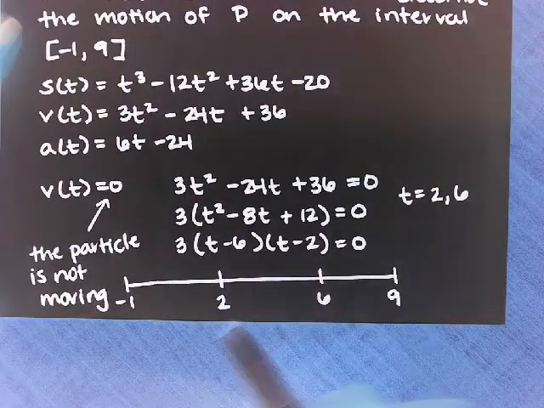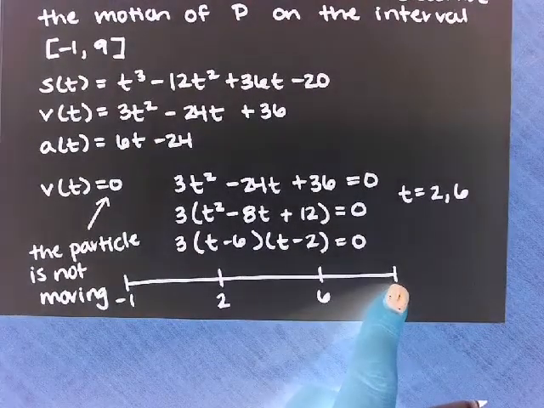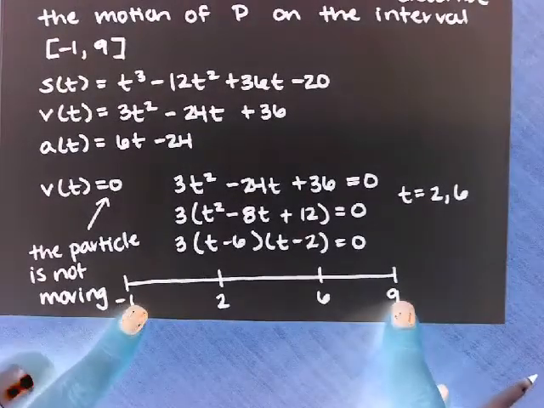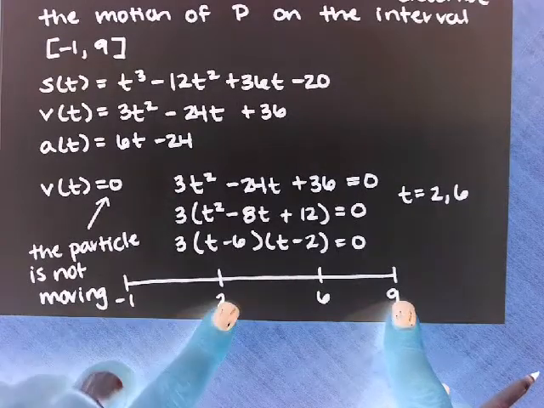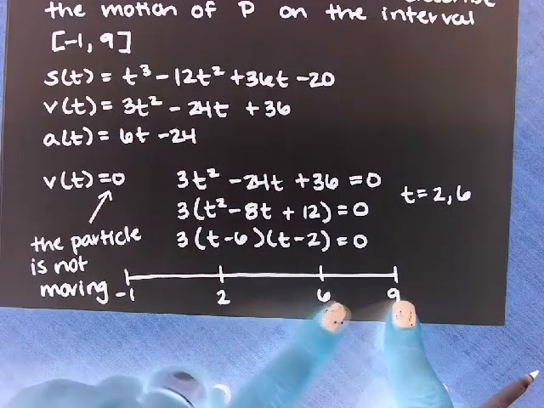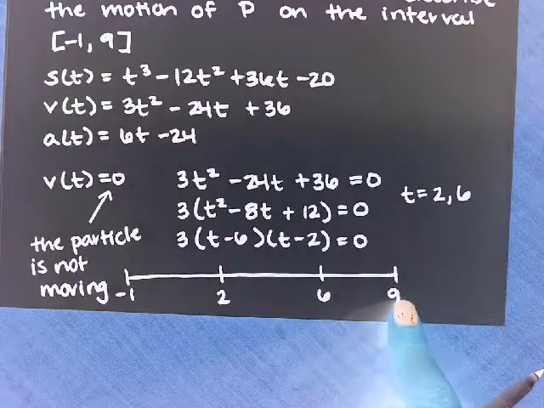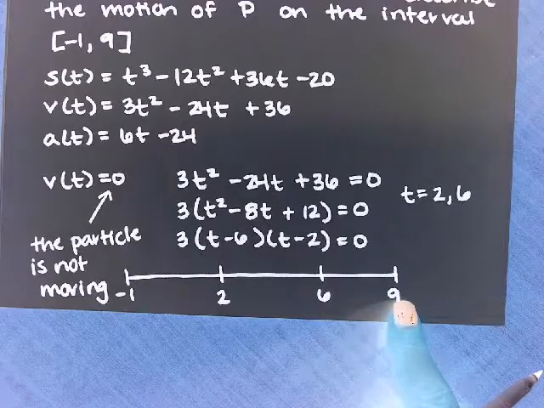So what we've done now is we have made ourselves a number line. And we have numbers -1 and 9. Those are the two ends of the interval. And then we have 2, where the velocity equals 0, and 6, where the velocity equals 0. And now we're going to try to decide when the particle is moving to the left and when the particle is moving to the right.